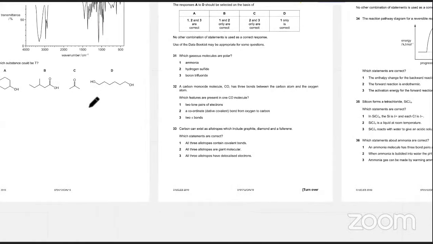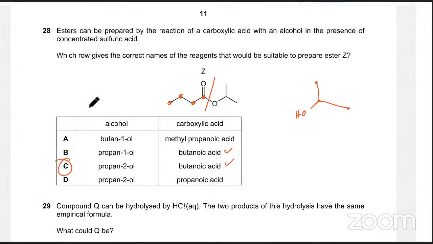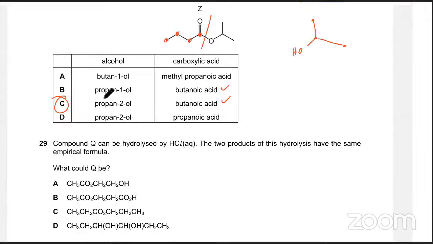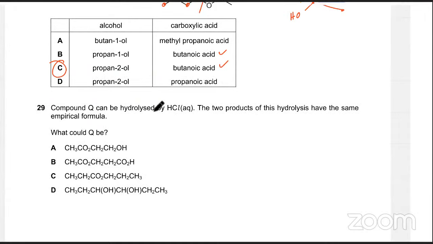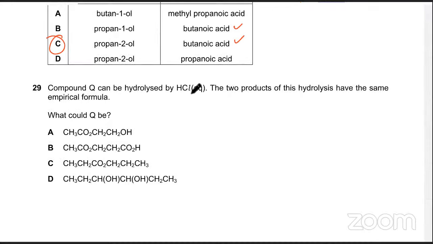Where's our question? The bottom one. Compound Q can be hydrolyzed, and the two products of the hydrolysis have the same empirical formula. So again, a simple question, but you have to do all the working. The first one, you would have to draw this. It's going to be CH3, and then CO2. So that's C double bond O, then another O. Then you've got CH2, and CH2, and then an OH.